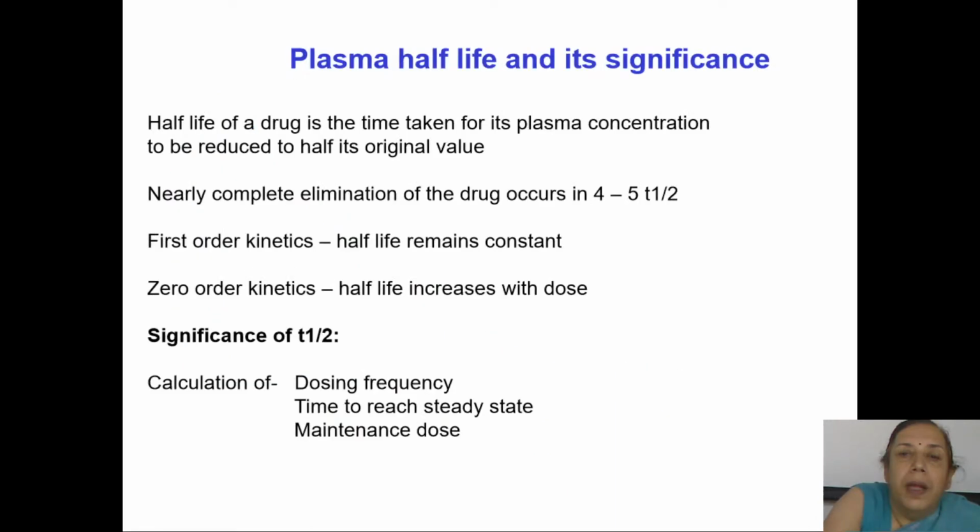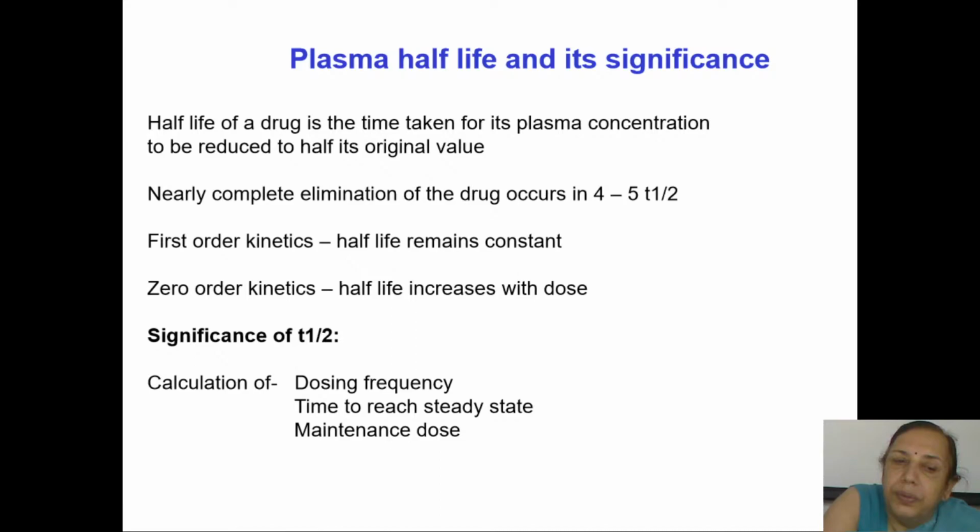So what is the significance of knowing half-life? From the previous slide we have seen that the half-life of a drug is the time taken for its plasma concentration to be reduced to half of its original value. We have also seen that in 4 to 5 half-lives, almost complete elimination takes place. In first order kinetics, half-life remains constant, because a fraction is being eliminated. In zero order kinetics, half-life increases with dose. You give more dose, because the body can handle only a fixed quantity, so more time will be required to remove the drug. So this is a summary of what we have just covered.